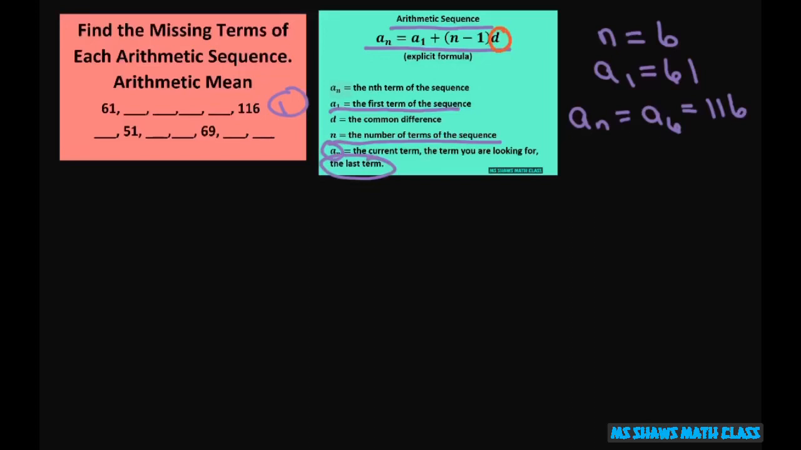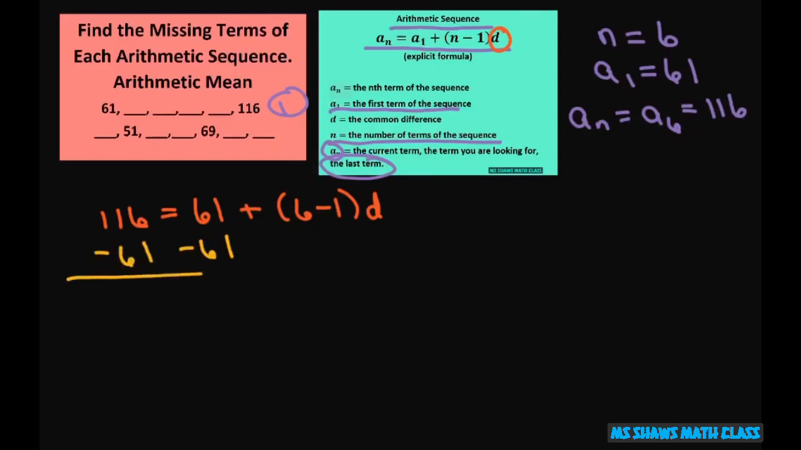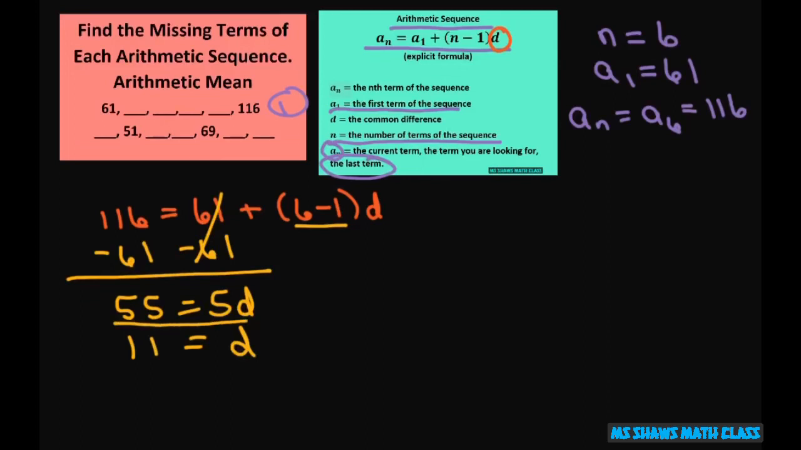So our last term, 116, equals your first term, 61, plus (6 minus 1)d. Now let's subtract 61 from both sides of the equation. That gives you 55 equals 5d. So d is 11 when you divide both sides by 5, or you can just do that in your head.